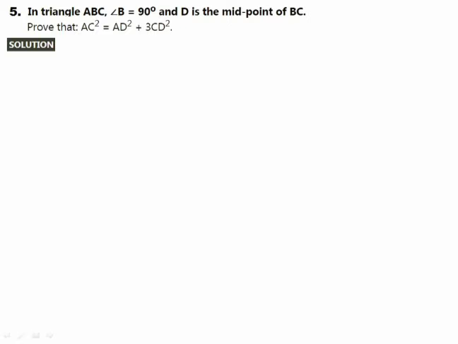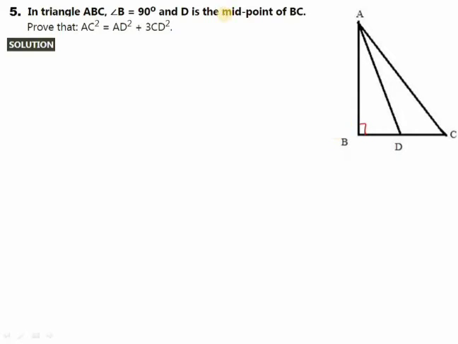So the question says, in triangle ABC, angle B is 90 degrees and D is the midpoint of BC. Prove that AC square is equal to AD square plus 3CD square. Now what's the meaning of this? That can be understood only with the use of a diagram. So there's a triangle ABC with angle B 90 degrees. You see angle B is 90 degrees out here, and it is given that D is the midpoint of BC. Now you need to prove this particular identity, right? So how to prove this?